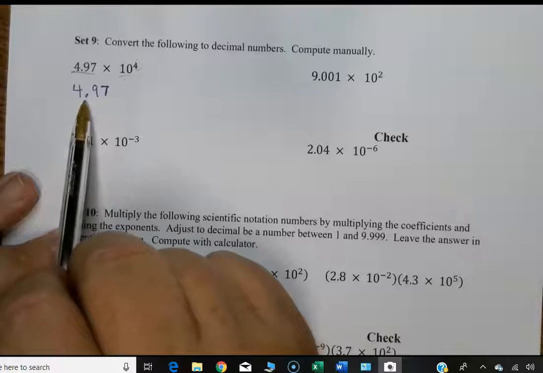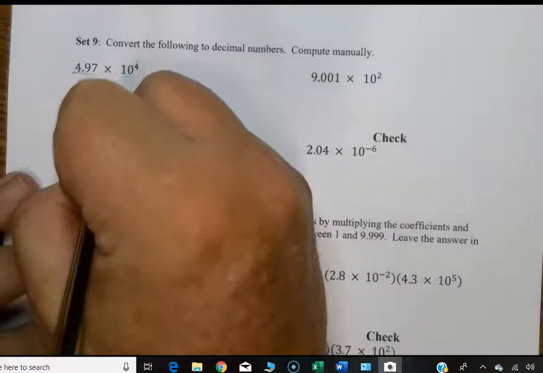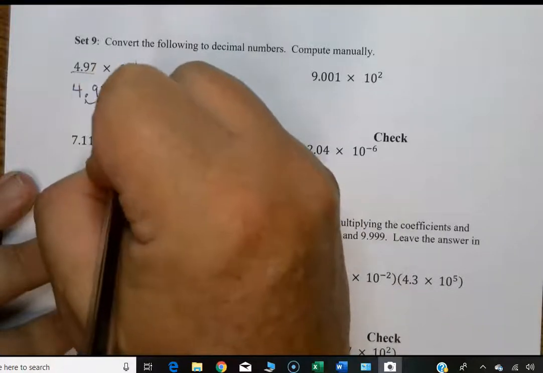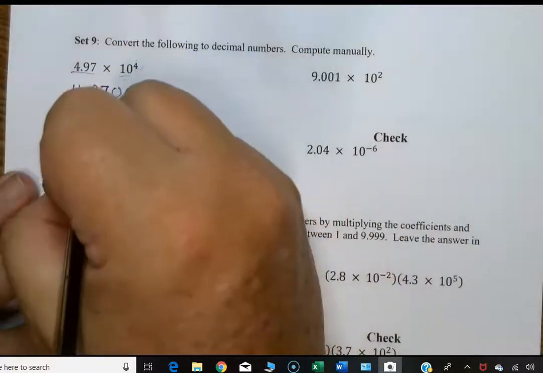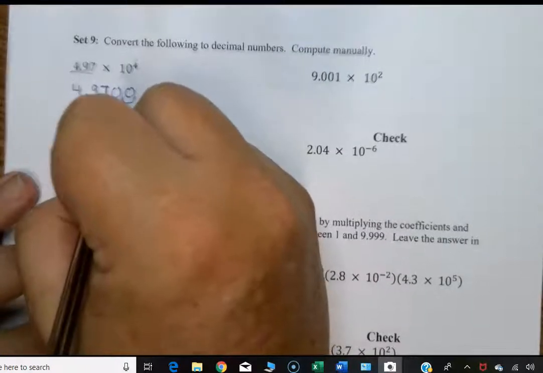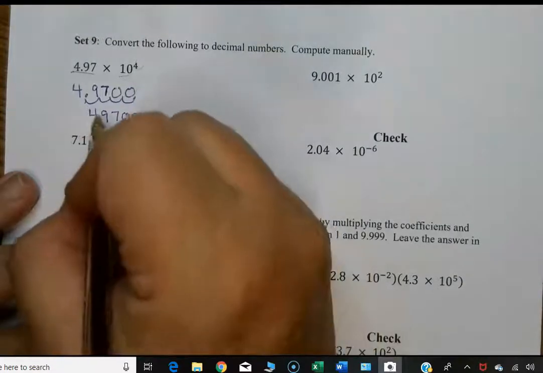So that tells you which way you move your decimal. Which way you're going to move this decimal so that you get a bigger number than 4.97. And I think you can all see you move it to the right. 1, 2, 3, 4. And then you can put zeros in there. And then you can rewrite that number as 49,700. Okay? And that's the answer.